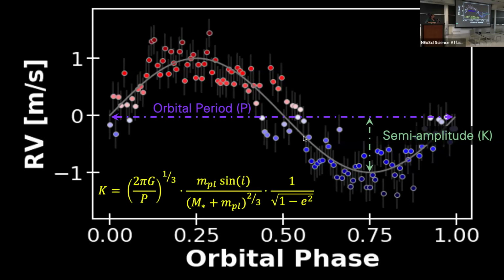Those are related to one another via this equation, which is dependent upon the period of the planet around the star, the mass of the planet, the mass of the star, and the orbital eccentricity. And so if we can measure K, the semi-amplitude, and if we separately have determined the mass of our star via stellar characterization efforts, and we measure the period, then we can work out what the mass of the planet is.